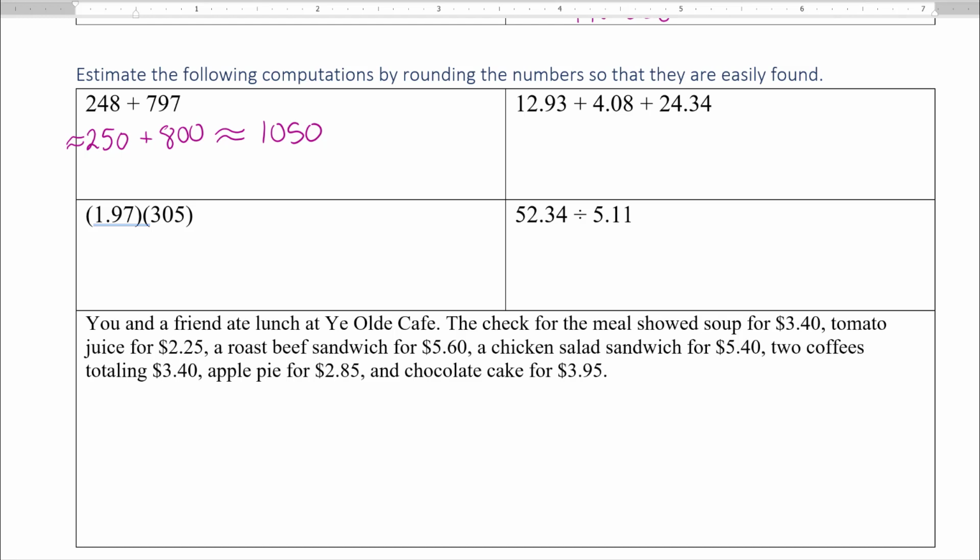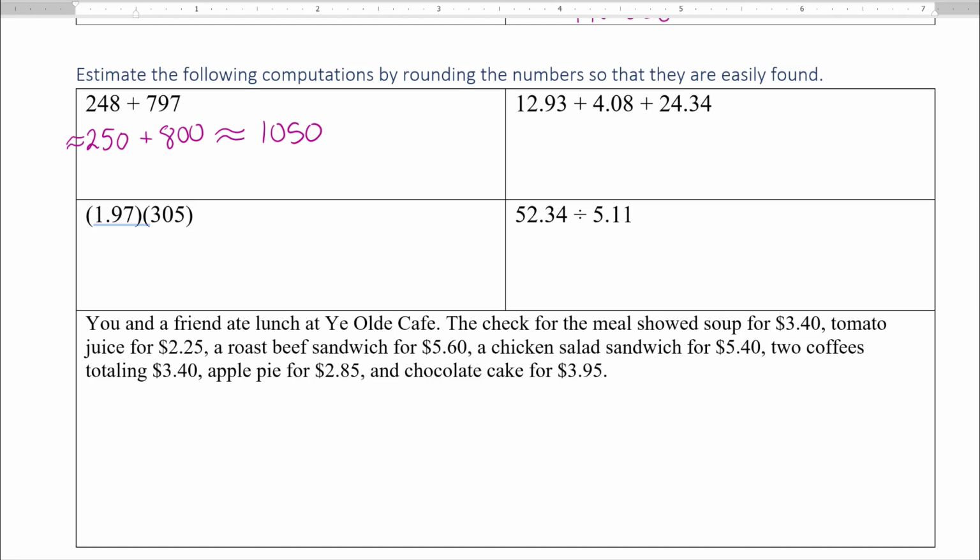Now if I really wanted to add those up, I could line them up and add or get a calculator out, but that's not exactly what I'm trying to do right now. I'm just trying to estimate a pretty close answer. So the next one is decimals. So we have 13.93, 4.08, and 14.34.